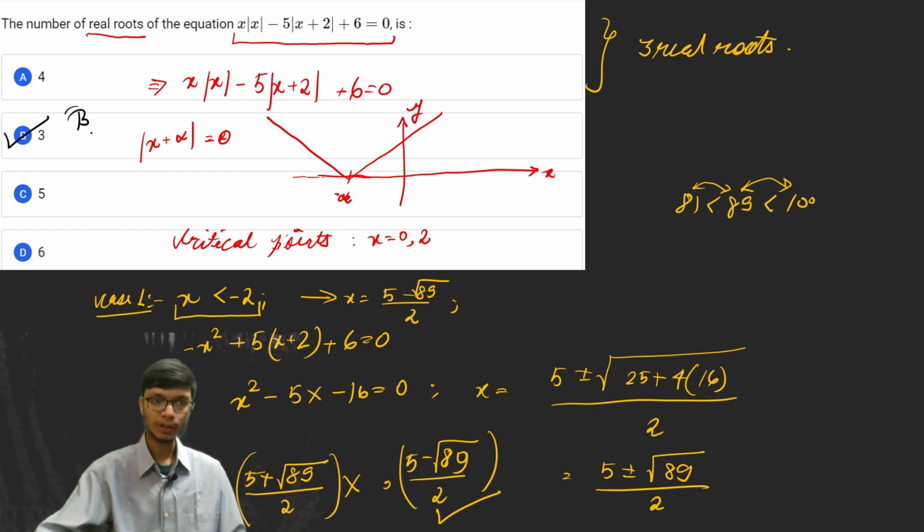I hope you have understood this particular problem. Pretty decent and simple problem, but again you might make mistakes in the sign conversion. So that's the important thing that I wanted to portray with this particular problem. I hope you will remember this particular problem.